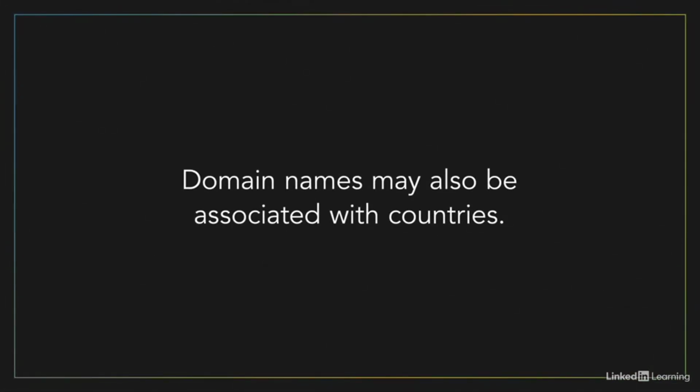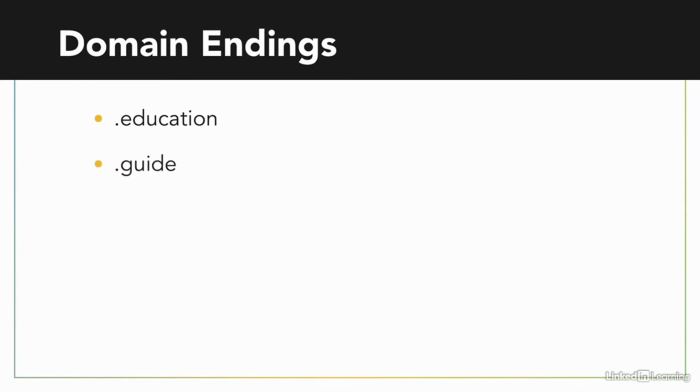Domain names may also be associated with countries. If the name ends in 2 characters, this is often a country code. For example, a domain name ending in .com.au is an Australian name. Today, there are hundreds of endings for domain names, which take us beyond the usual .com, .net, or .org endings. You can buy names that end in .education, .guide, .dev, .app, and hundreds of others.